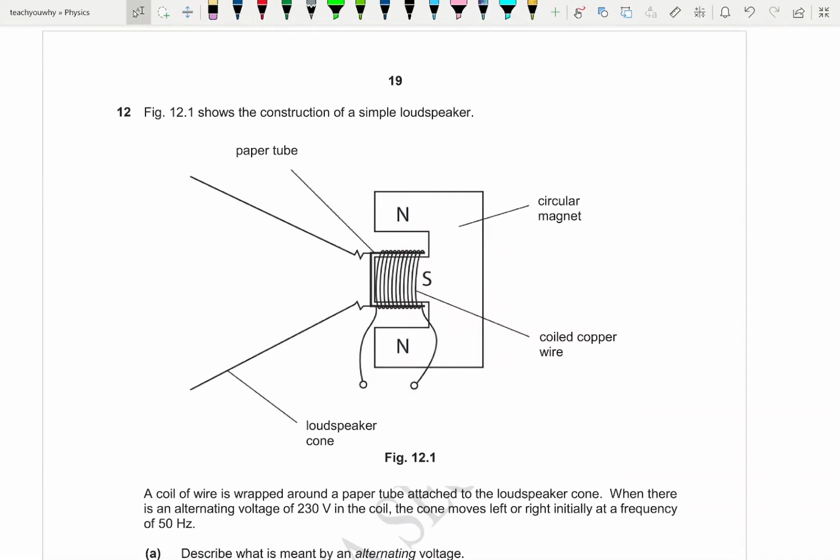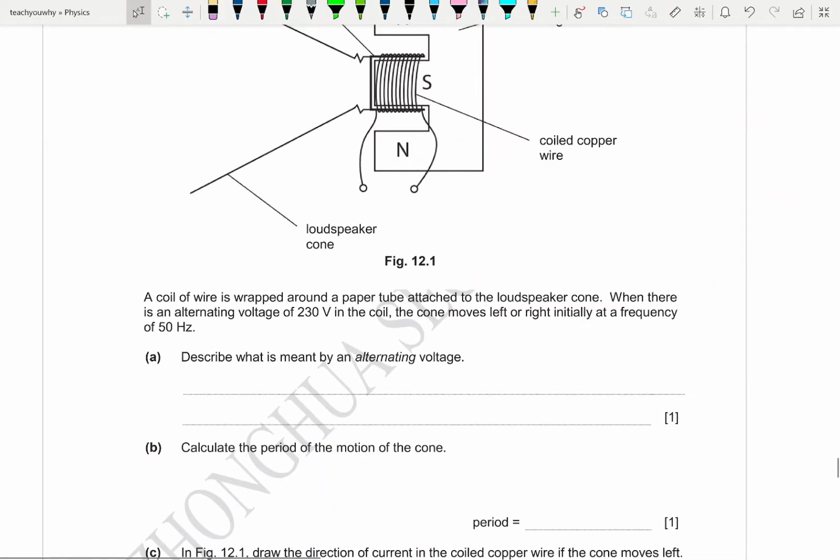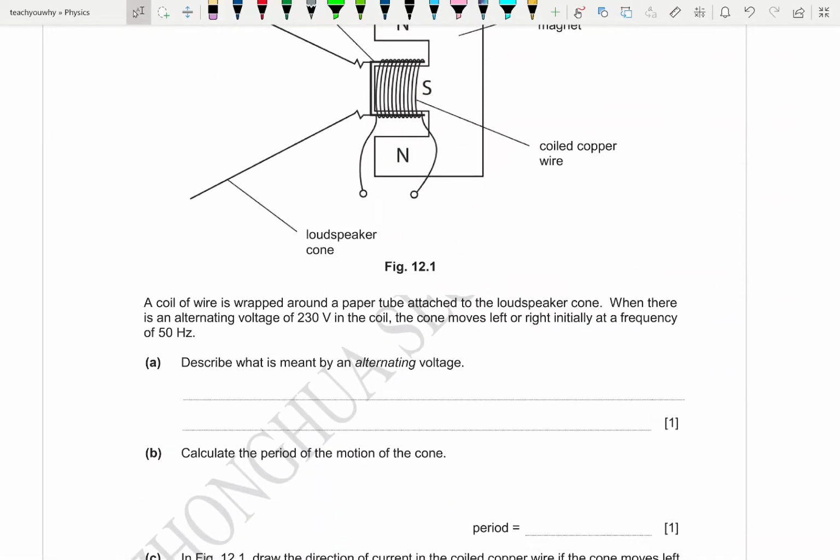Okay, question 12. Figure 12.1 shows the construction of a simple loudspeaker. A coil of wire is wrapped around a paper tube attached to the loudspeaker. When there is an alternating voltage of 230 volts in the coil, the cone moves left and right with a frequency of 50 Hz. Describe what it means by alternating voltage.